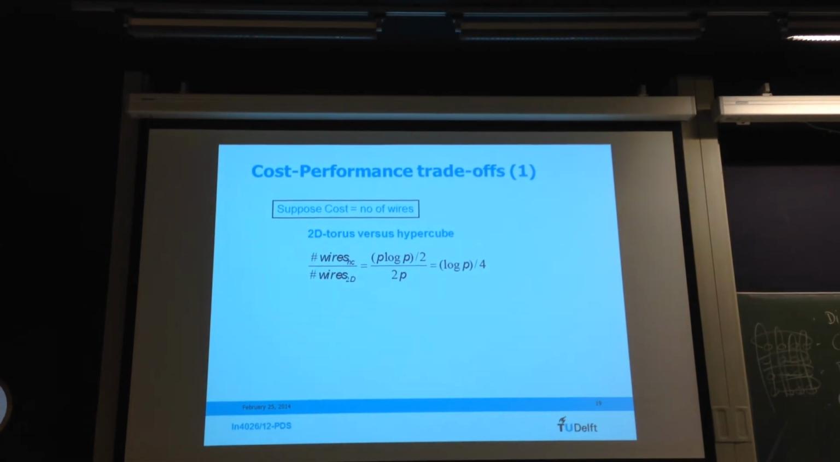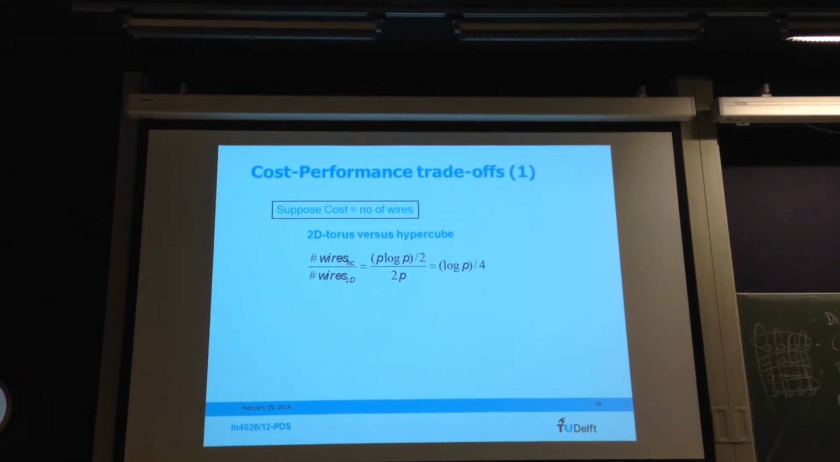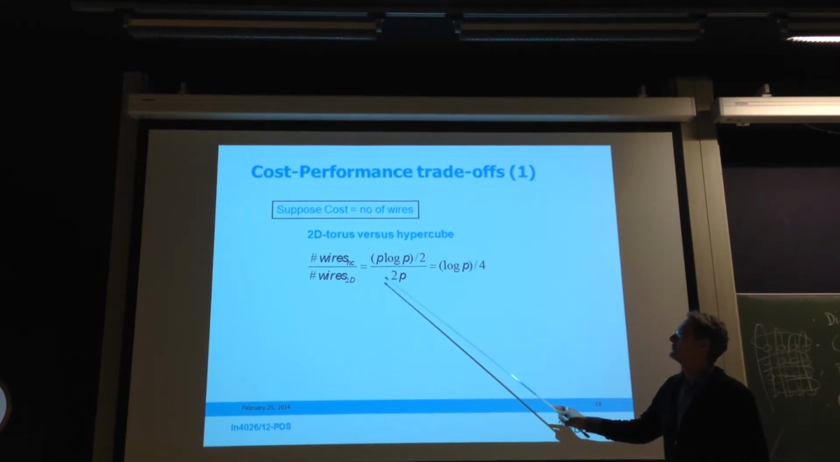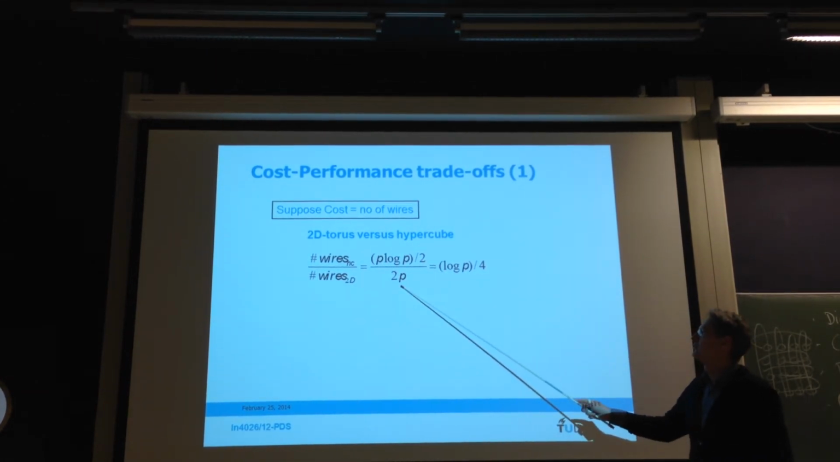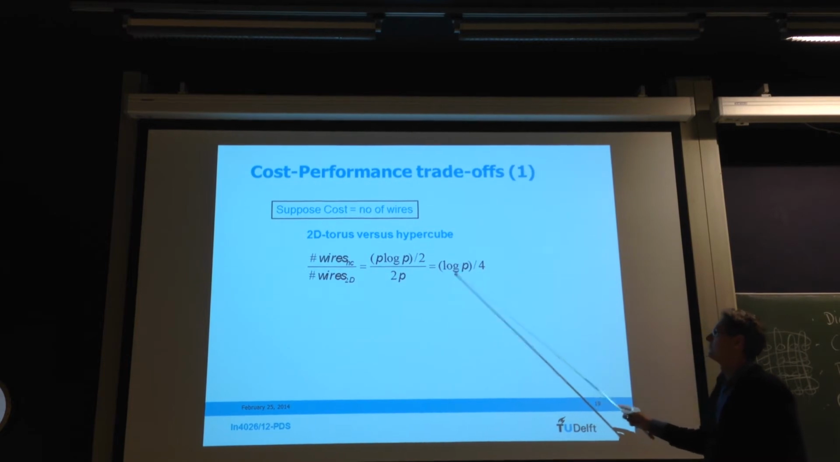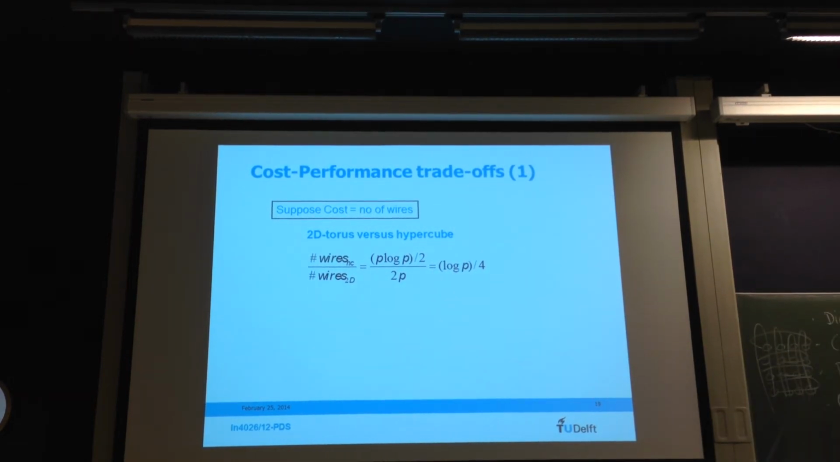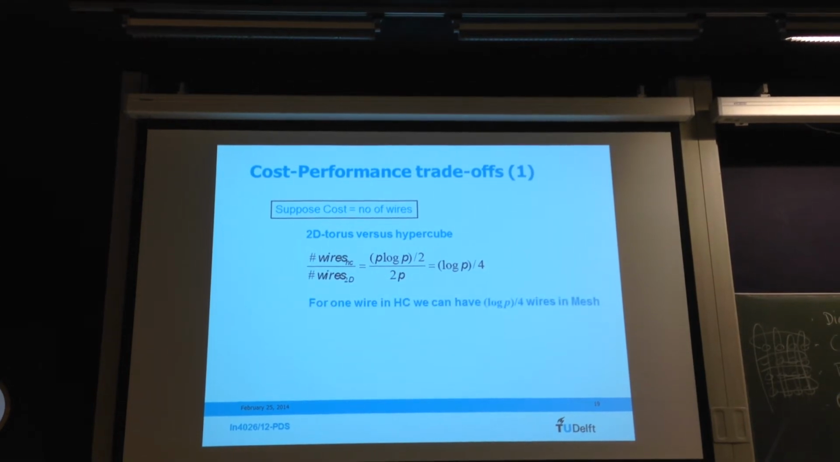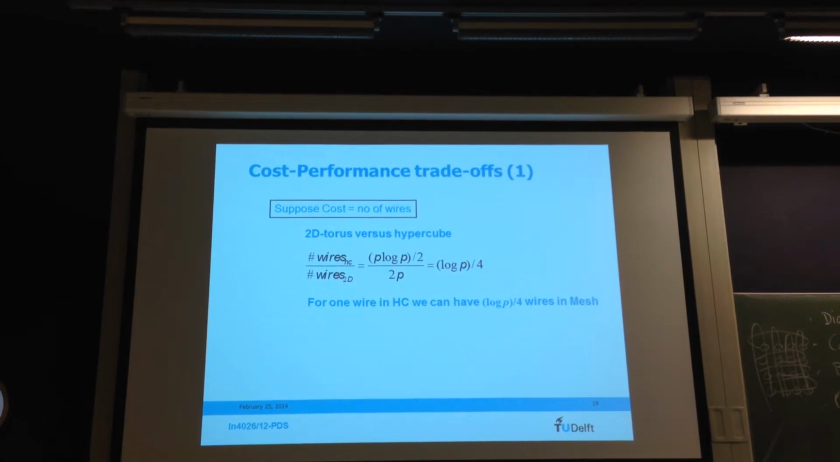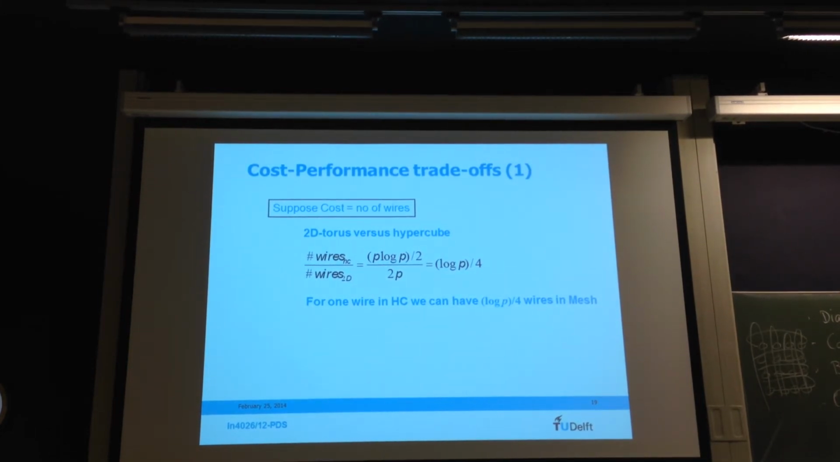What we do know is that for the same dimensionality P, the number of wires in a hypercube divided by the number of wires in the torus is P log P divided by 2, and here it's 2P, so that's log P divided by 4. What does that mean? For one wire in the hypercube we can have, in terms of cost, log P divided by 4 wires in the mesh. Right? I can buy log P divided by 4 times as many wires for the mesh for the same cost.